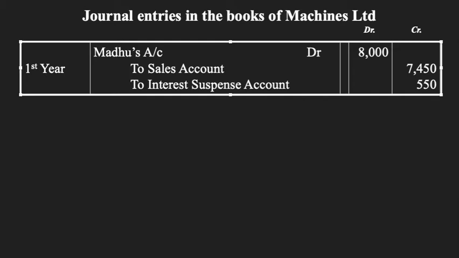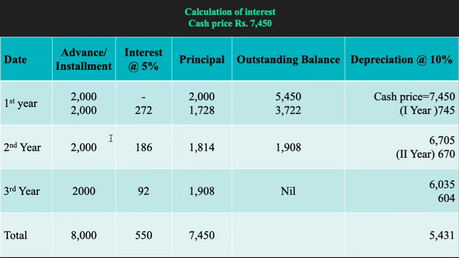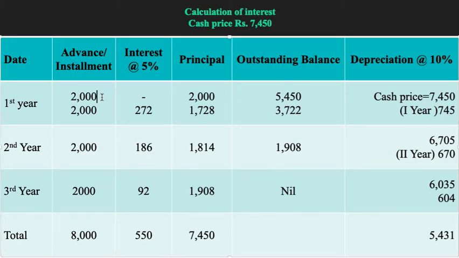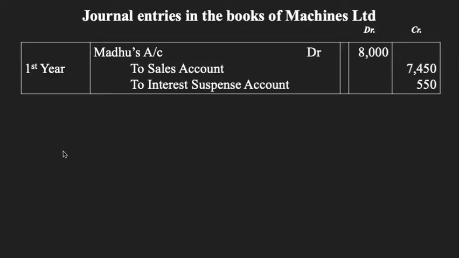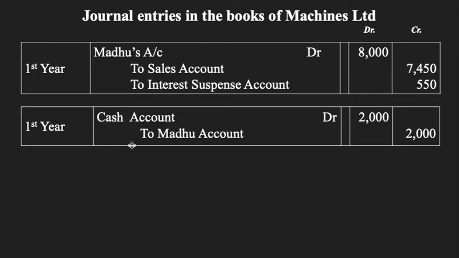After that, the seller receives 2,000 rupees in advance from the purchaser. The transaction for this would be cash account debit to Madhu's account, 2,000 rupees. The narration would be that the advance is being received from the purchaser, right? So the transaction is cash account to Madhu's account, 2,000 rupees, for the advance received.